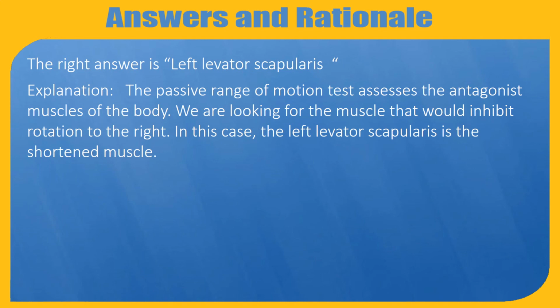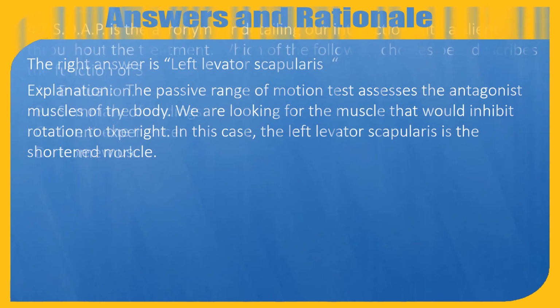Explanation: the passive range of motion test assesses the antagonist muscles of the body. We are looking for the muscle that would inhibit rotation to the right. In this case, the left levator scapulae is the shortened muscle.